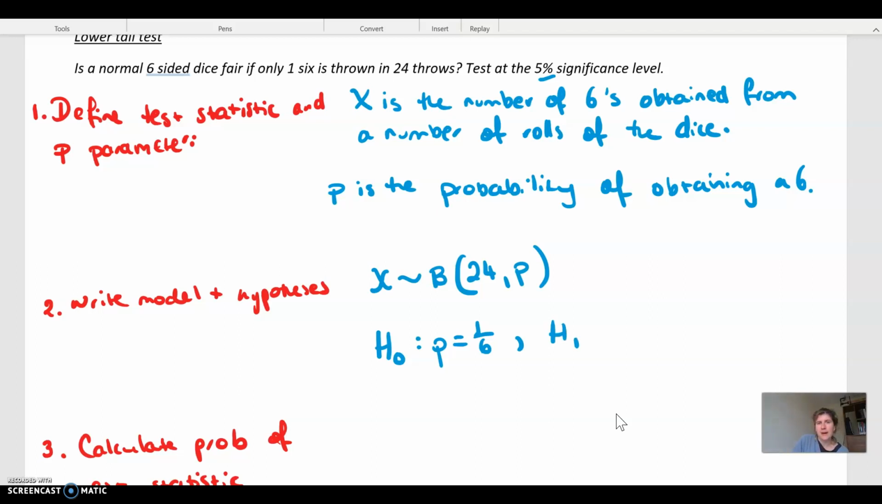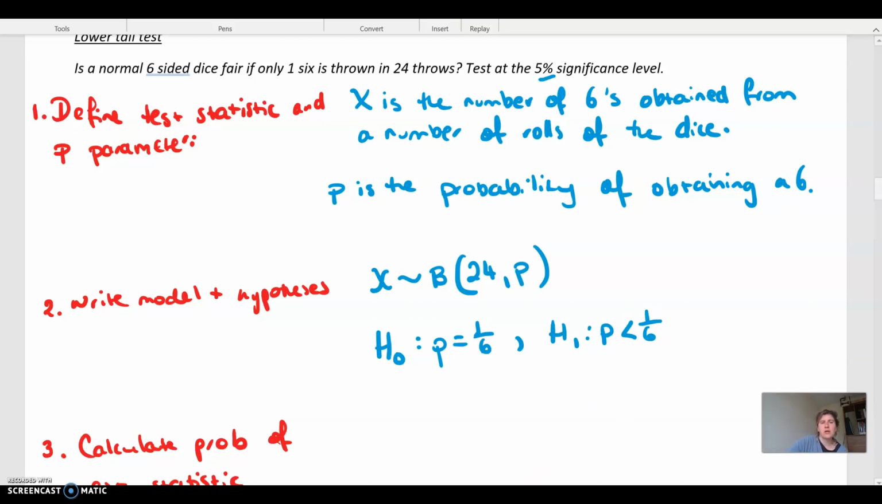That means that our alternative hypothesis is that our probability would be, and a little bit tricky here, either less than or greater than 1 out of 6. For this question, I would say it's less than 1 out of 6, because we've only thrown one 6 out of 24 throws, so that would indicate that we want to find whether our probability is less than 1 out of 6 overall.